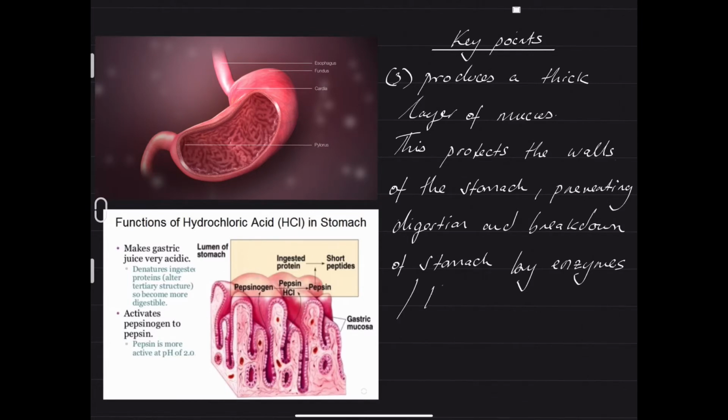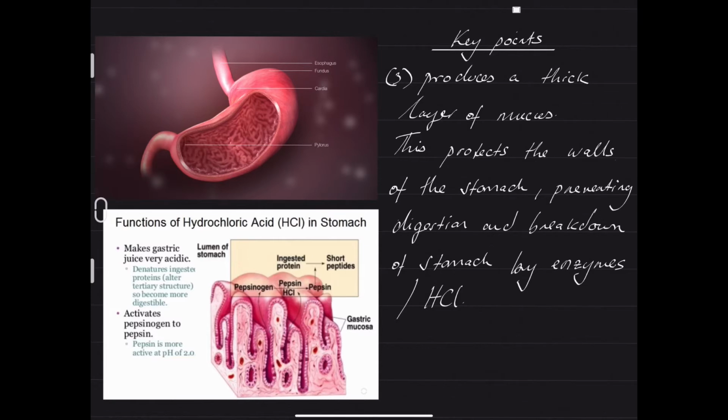So the thick layer of mucus is secreted by the stomach lining to prevent it from being broken down by the concentrated hydrochloric acid, and also to prevent it from being eaten or broken down by the protease enzyme pepsin.